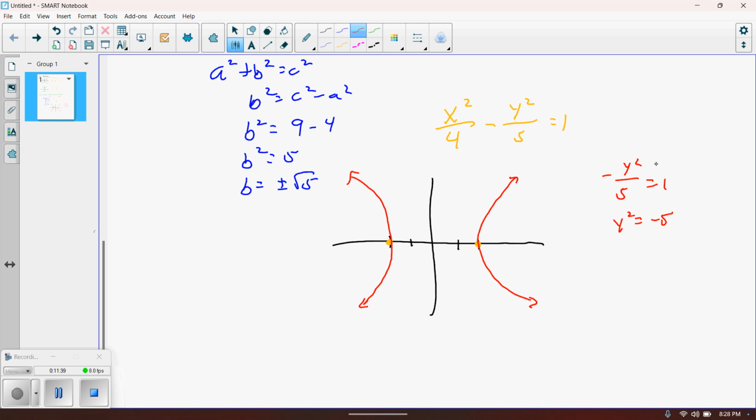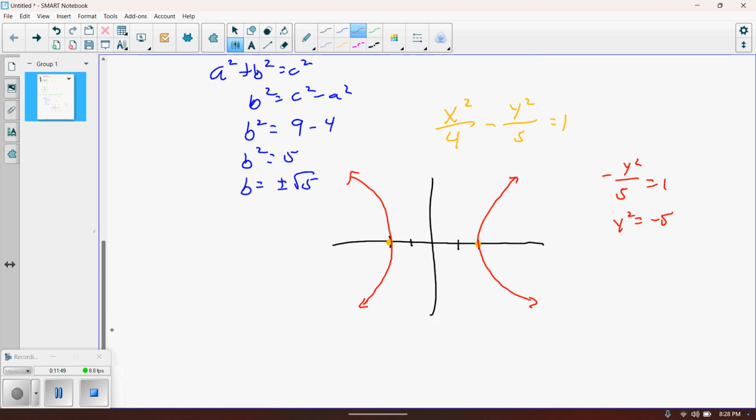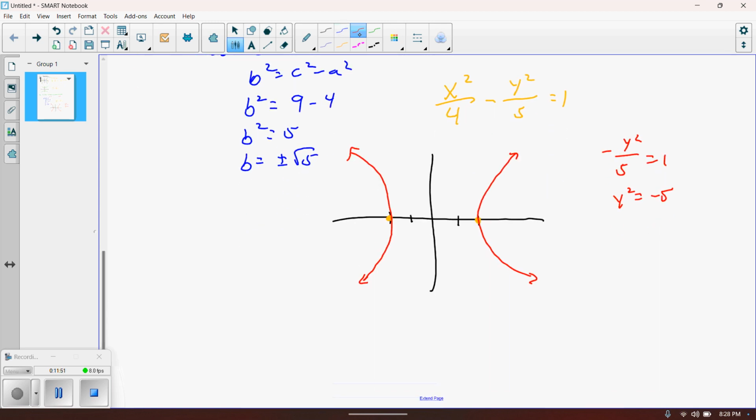So that's how we know that we have this correct. All right, and we were given, let's see, what were we given? The foci would be at (3, 0), and then the other one would be at (-3, 0). So if I wanted to sketch that, that would be one focus, that would be the other. And there we go.